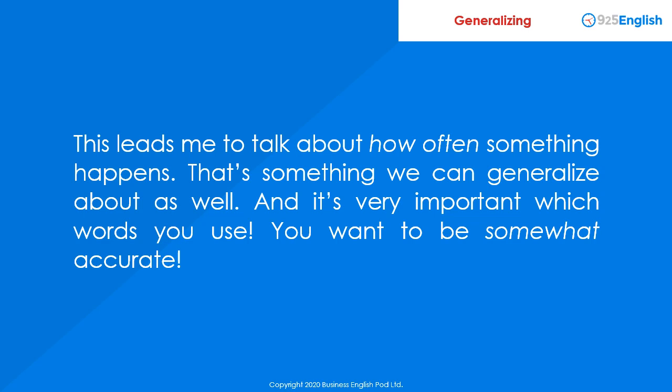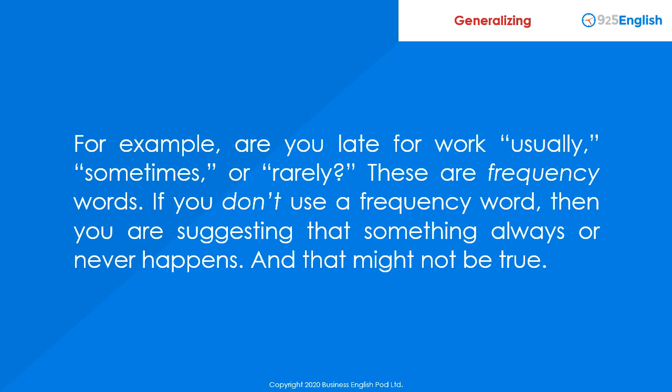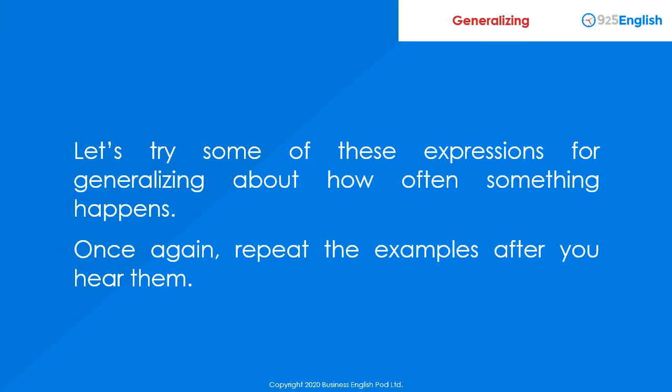That's something we can generalize about as well. And it's very important which words you use. You want to be somewhat accurate. For example, are you late for work usually, sometimes, or rarely? These are frequency words. If you don't use a frequency word, then you are suggesting that something always or never happens, and that might not be true. Let's try some of these expressions for generalizing about how often something happens. Once again, repeat the examples after you hear them.